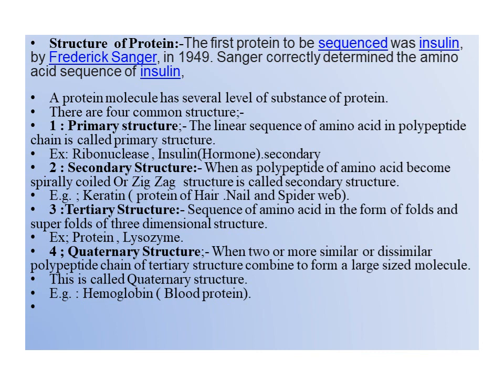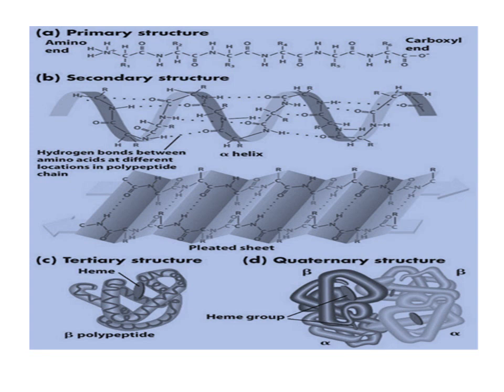Tertiary structure: the sequence of amino acids in the form of folds and superfolds, a three-dimensional structure, is known as the tertiary structure of protein. An example is lysozyme protein, which is found in our tears. Quaternary structure: when two or more similar or dissimilar polypeptide chains of tertiary structures combine to form a large molecule, that is known as the quaternary structure of protein. Examples are hemoglobin, which is found in blood, and myoglobin. The structures of different proteins, primary, secondary, tertiary and quaternary, are shown in this figure.